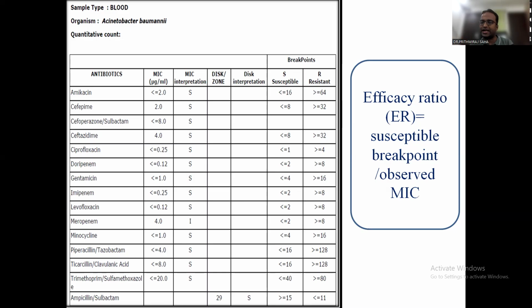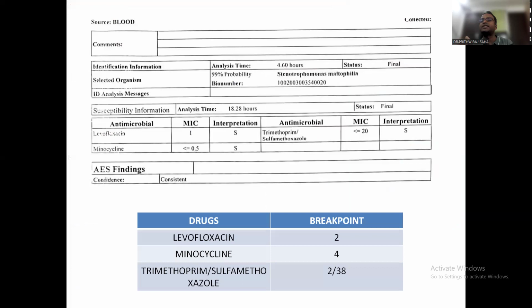The breakpoints are set for a certain maximum dose of antibiotic against the observed MIC. So if we divide the two, this is known as the efficacy ratio, and the drug with the highest efficacy ratio will be selected for giving to the patient, considering the site of infection and PK/PD. After considering all, if we have the luxury of one or two drugs in hand, then we can go for this efficacy ratio and choose the proper antibiotic.